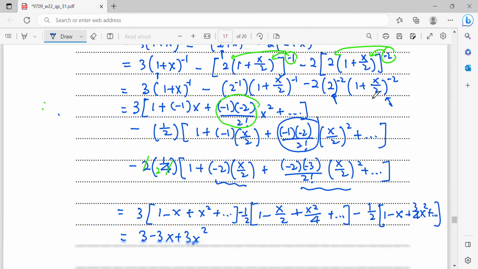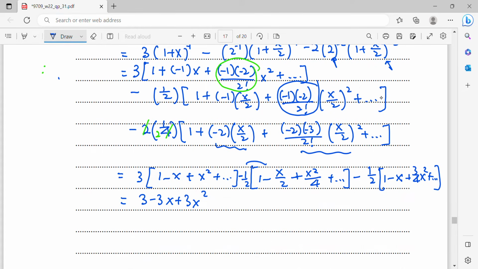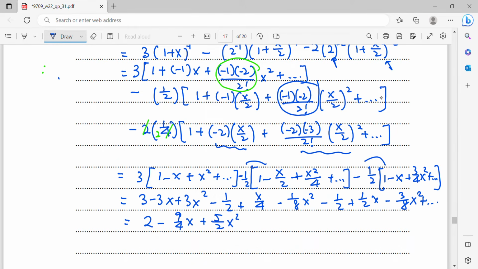Alright. So now this negative half bring in. So negative half, then plus x over 4 minus 1 over 8 x squared. Then here bring in, I will get negative half, then plus half x minus 3 over 8 x squared. So simplify. At last, you will get 2 minus 9 over 4 x plus 5 over 2 x squared. So this is the expansion in ascending powers of x up to x squared.